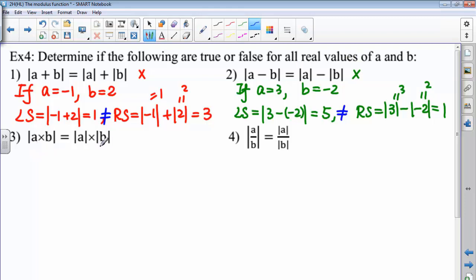And this one is a very important property of the modulus sign, or we can say the absolute value. The absolute value of a times b equals the absolute value of a times the absolute value of b. You can pick any numbers for a and b, the test will always be true. This one is always true for all real values. This is the multiplication property for the absolute value. And this one is the division property for the absolute value.